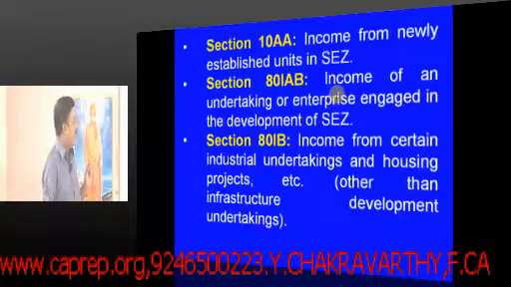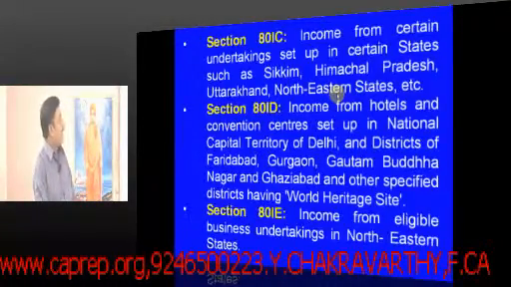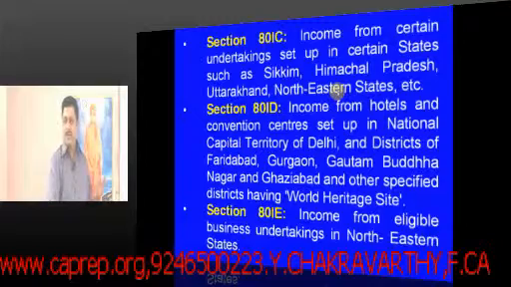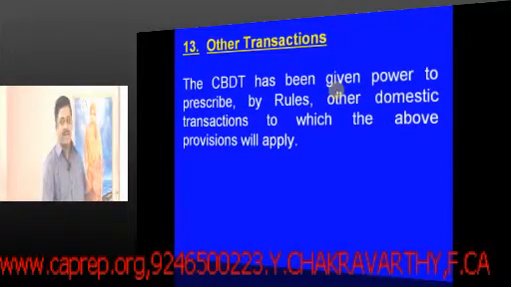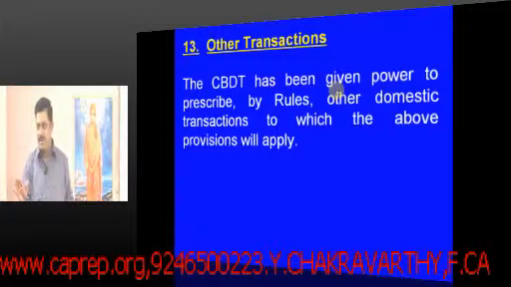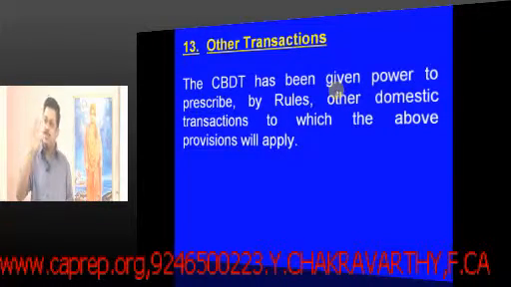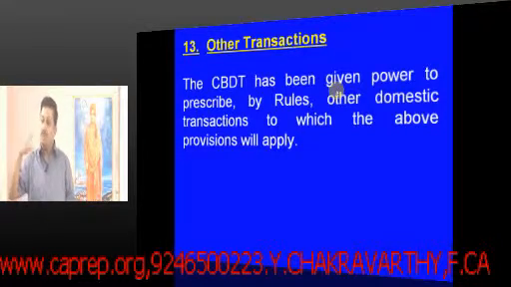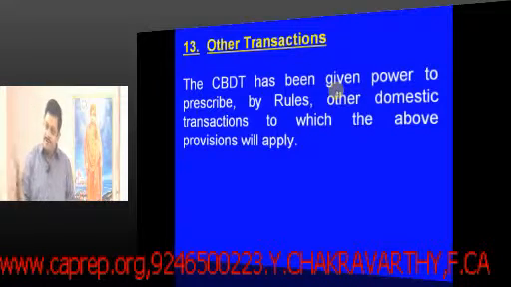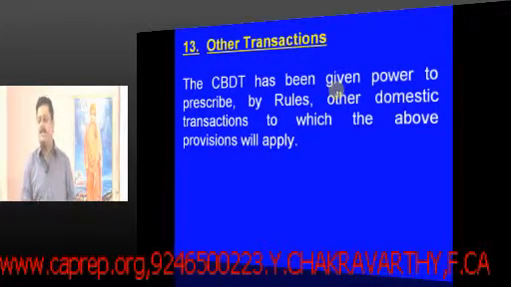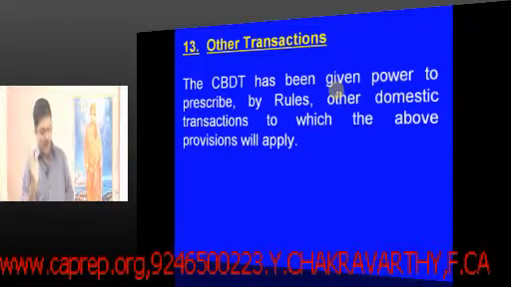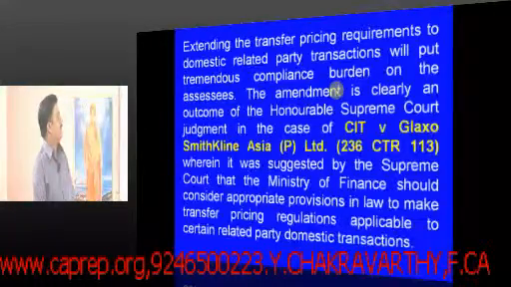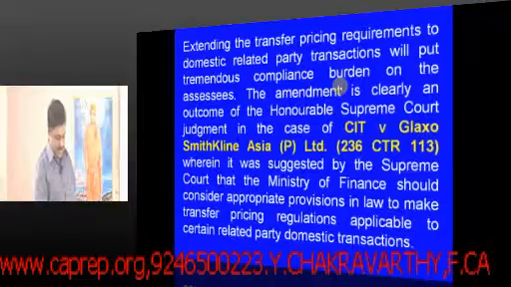Even for 80IB, 80IAB, 80IC, 80ID, 80IE, I am not reading in toto, but please do remember wherever deduction is prescribed in respect of profits, and if those profits are artificially created by carrying out the transaction at a price more than the arm's length price, if it is a revenue transaction, or if it is an expenditure transaction at a price less than the arm's length price, then please invoke your arm's length price concept. So what is the effect of this particular arm's length price concept?